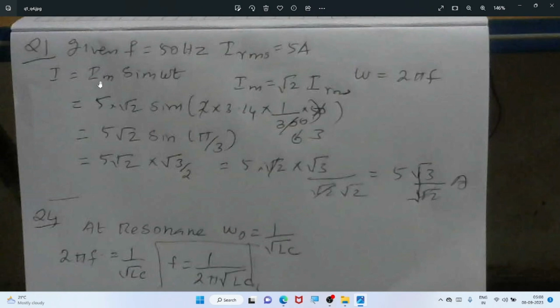So now this magnitude is equal to root 2 into RMS. I max equals root 2 into IRMS. IRMS 5 amps they have given. So root 2 into 5 is the I max, sine of omega t, omega is 2 pi f, 2 into pi 3.14 into f into t, t is given 1 by 300 into f 50. So after simplification, sine 5 pi by 3 is root 3 by 2. So you will get this answer.